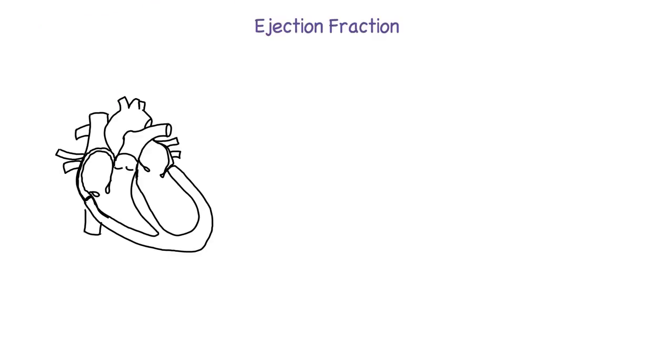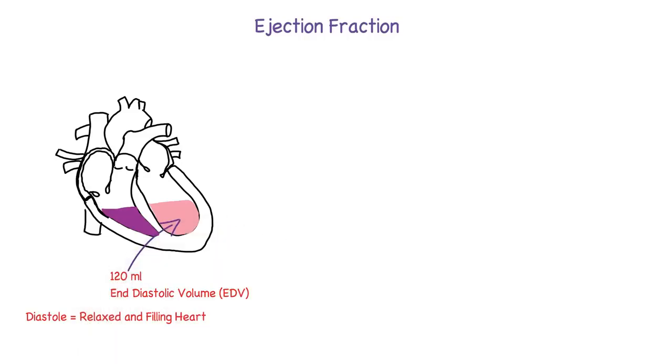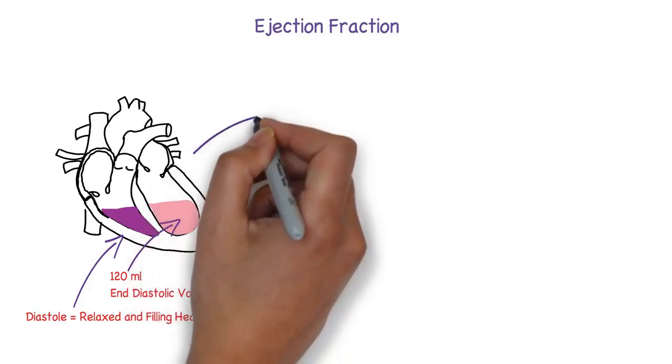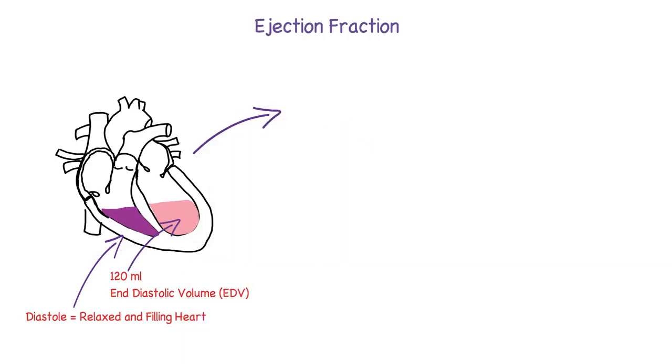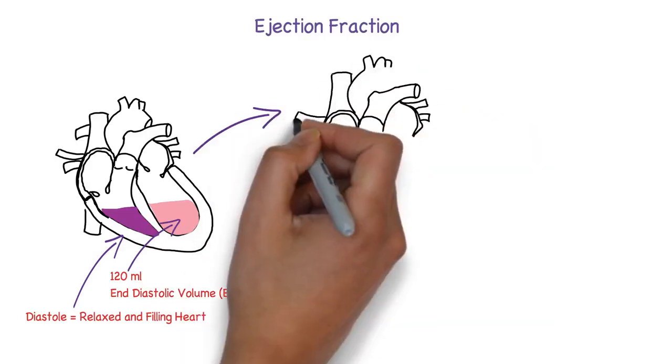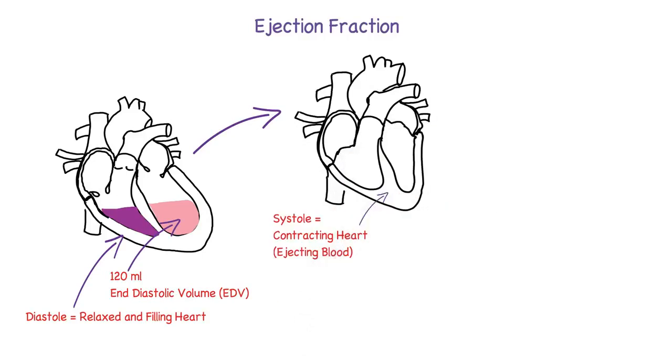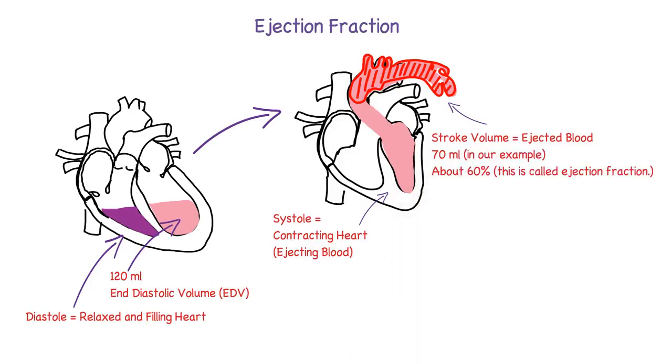A 70 kilogram healthy man's heart usually has 120 milliliters of blood in its left ventricle at the end of its diastole. Diastole is the stage when the heart is relaxing. This volume of blood is also called end diastolic volume, or EDV. About 60% of this volume is ejected when the heart goes into systole, or contraction. This amount of blood is called stroke volume. Usually the amount is about 70 milliliters.